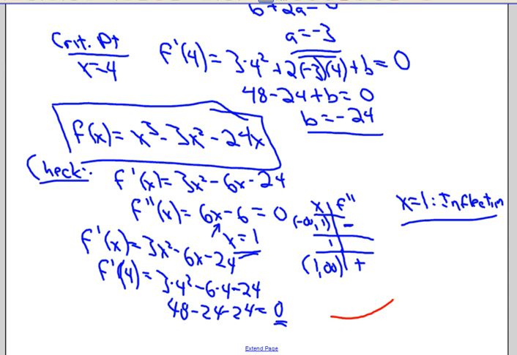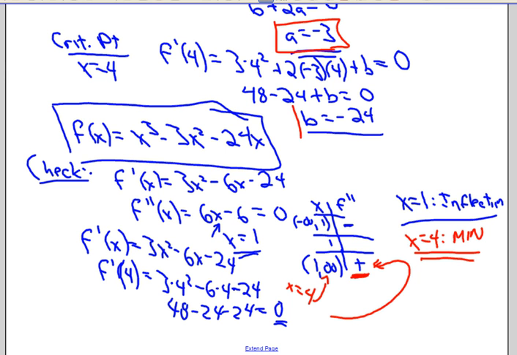Now, is it a max or is it a min? Let's use the second derivative test. And look, guys, we've kind of done that already. Because when x equals 4, that's between 1 and infinity, and we know our second derivative is positive. So when we put in a 4, our second derivative is positive. Therefore, x equals 4 truly is a local min. And so we've checked our answer. We came up with a equals negative 3. We came up with b equals negative 24 for our two answers. And that completes our problem.